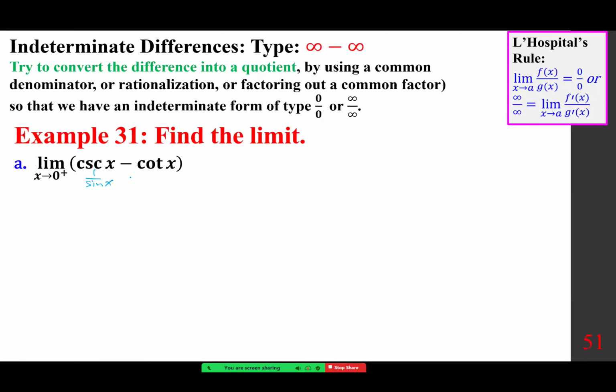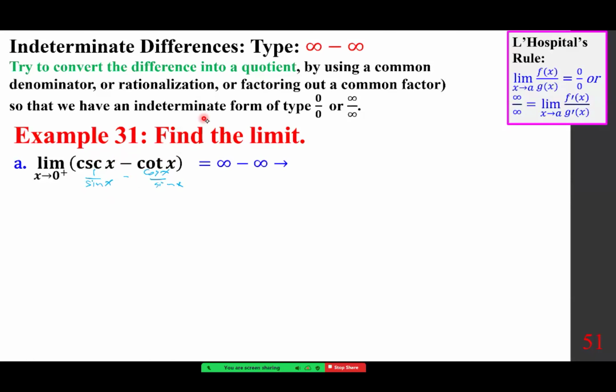Cotangent is cosine over sine, and I hope you know that each one is infinity. So it's an infinity minus infinity class. The form is infinity minus infinity. Cosecant is 1 over sine. Sine goes to 0, so 1 over sine goes to infinity.